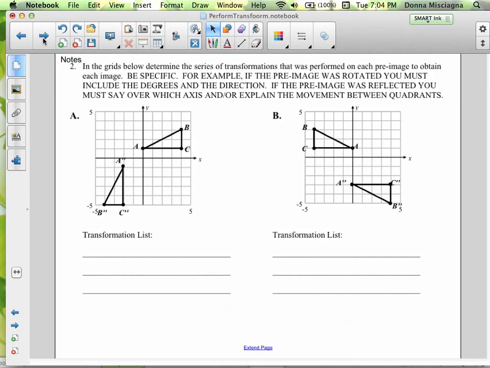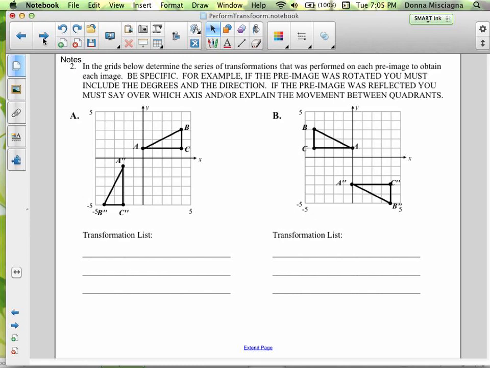All right, so now this is two transformations, and they didn't give us the intermediate one. In the grids below, determine the series of transformations that was performed on each pre-image to obtain each image. Be specific. For example, if the pre-image was rotated, you must include degrees and direction. If the pre-image was reflected, you must say over which axis and/or explain the movement between quadrants. So we need to figure out two transformations that will map our points.